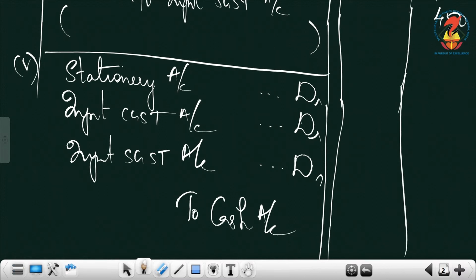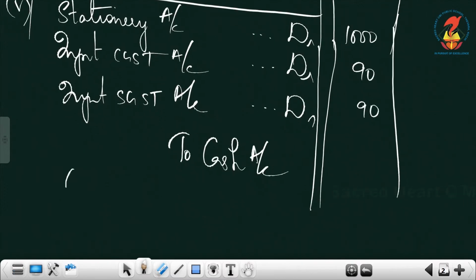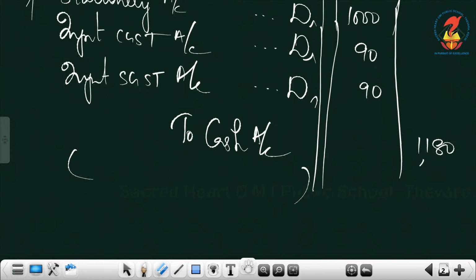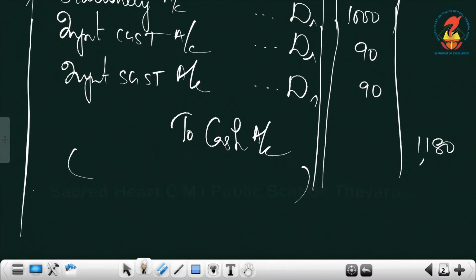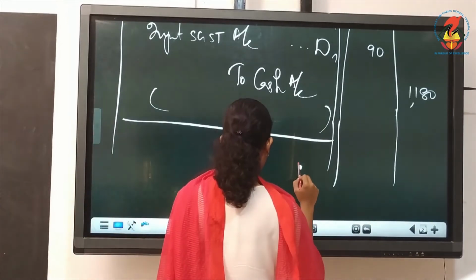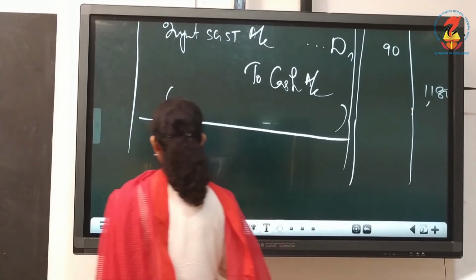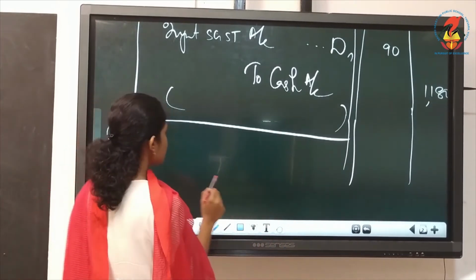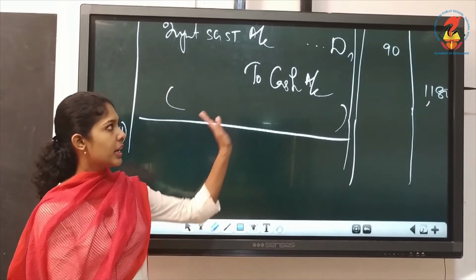And then the amount of stationery is 1,000, so you write here 1,000. The rate is 9%, so it is 90 each. You can add the total and write on the credit side 1,180 against cash. Then the narration can be stationery purchased and GST charged. Don't write reversed. Reverse means we are cancelling. Here we are charging GST. So this is the entry.